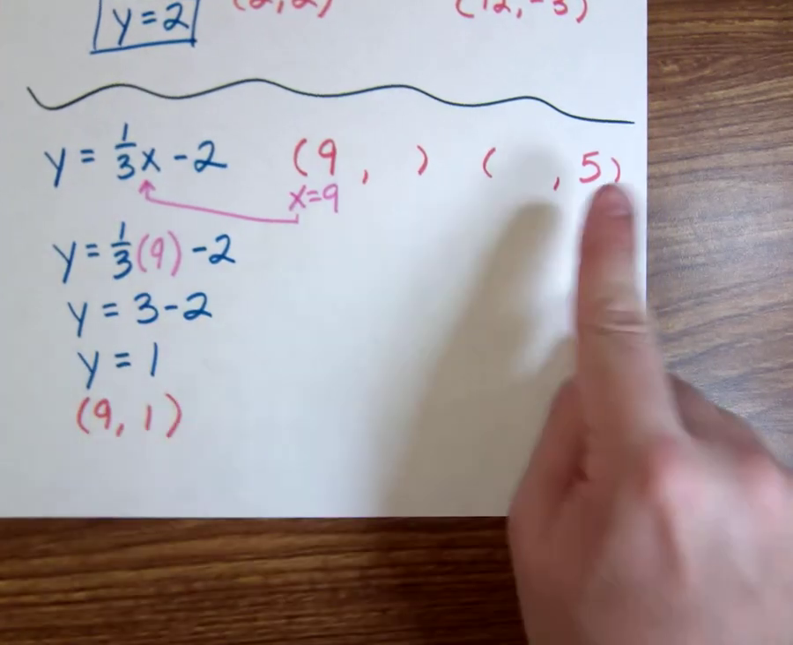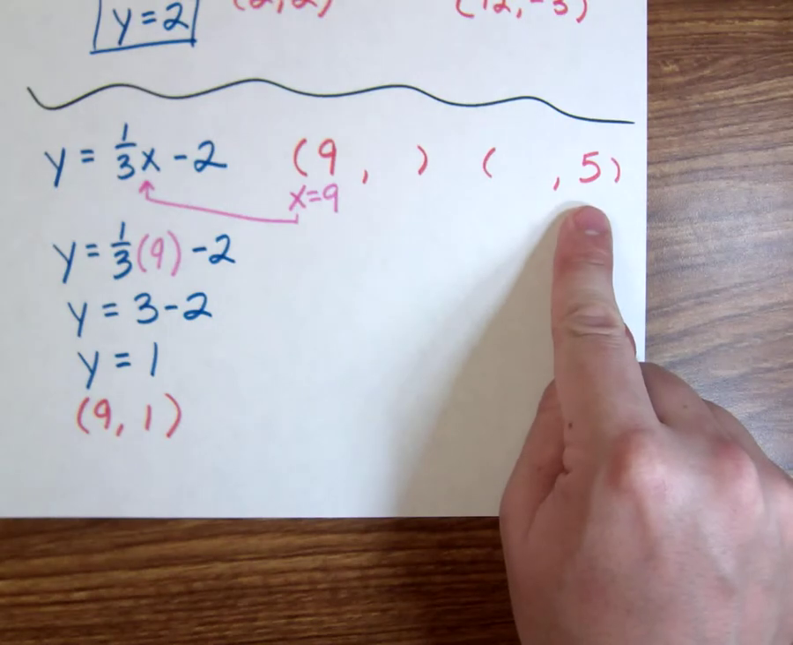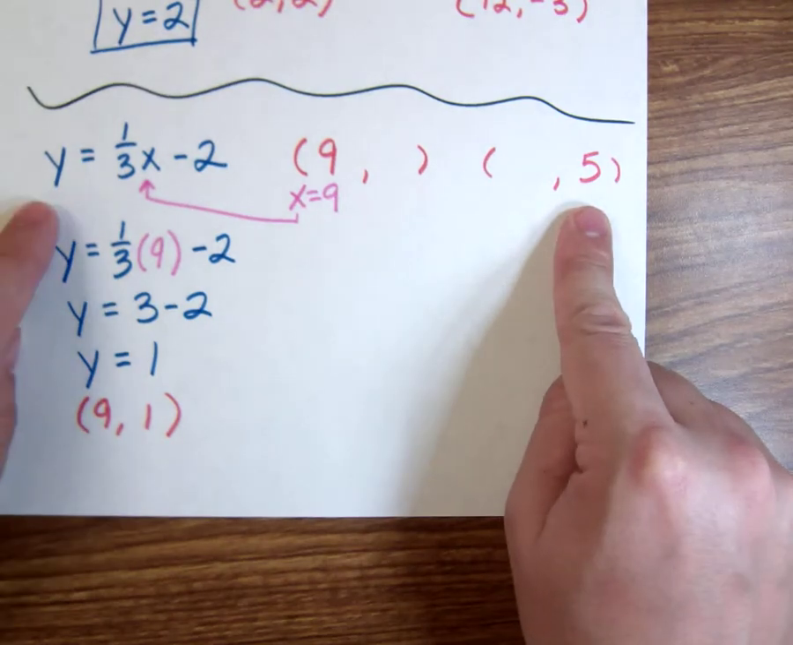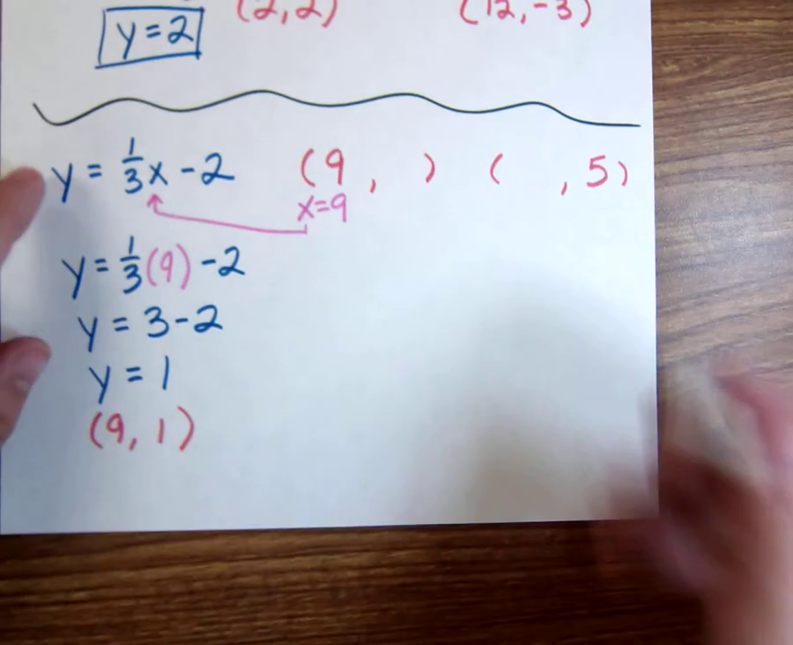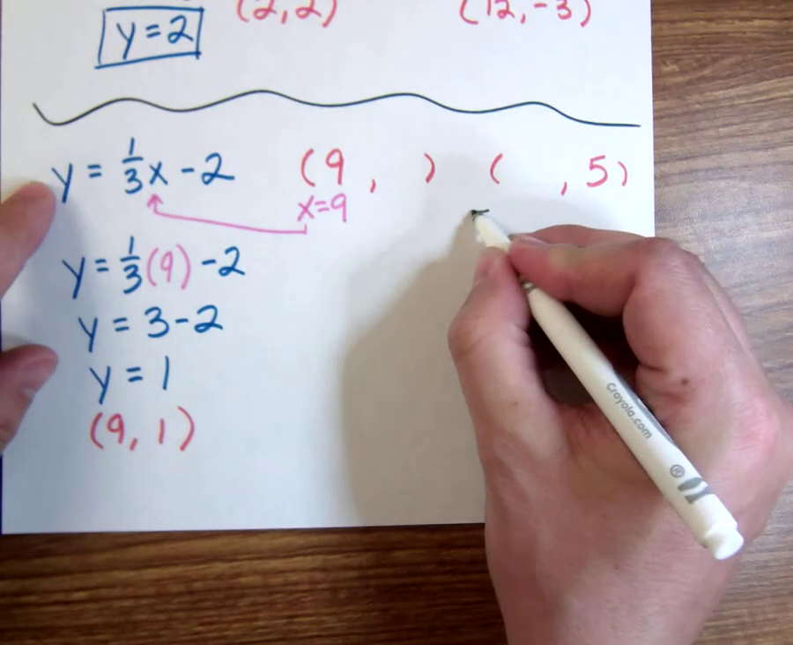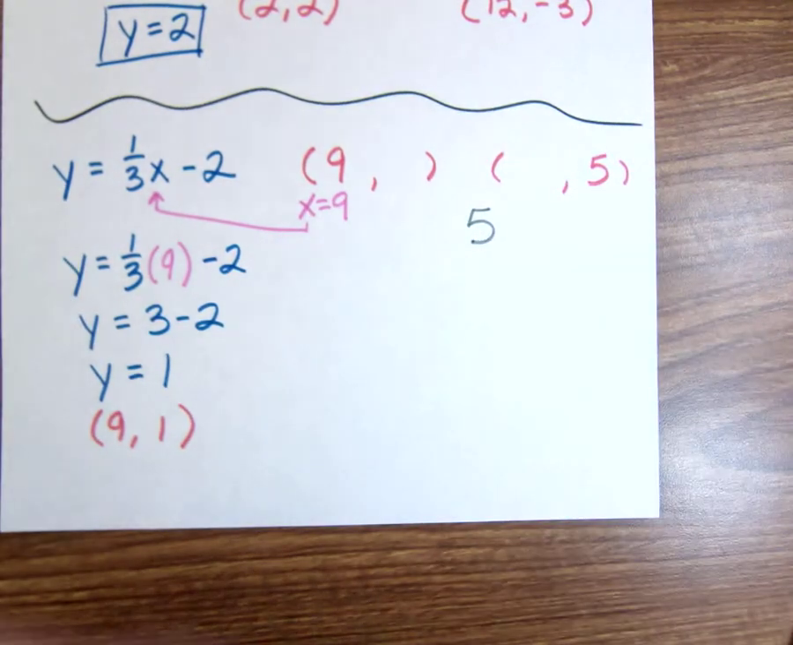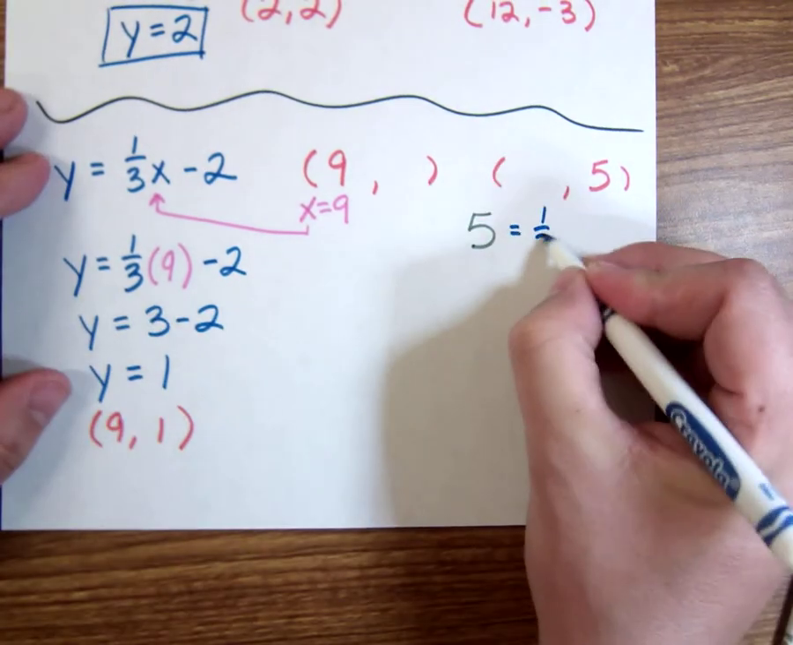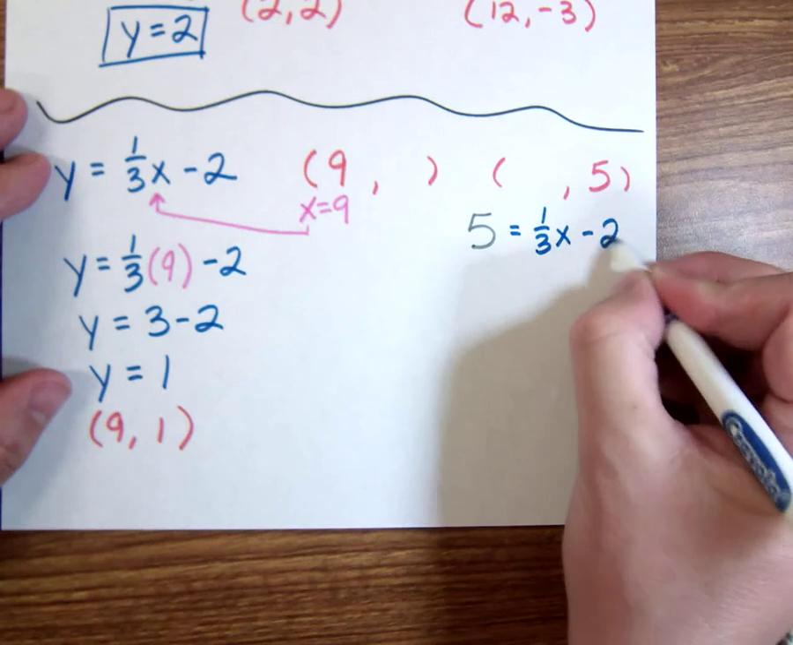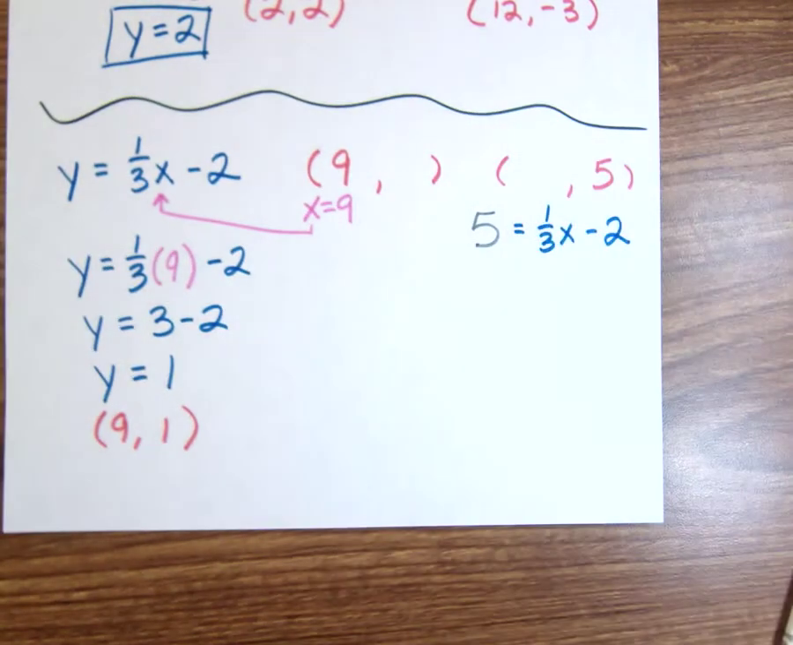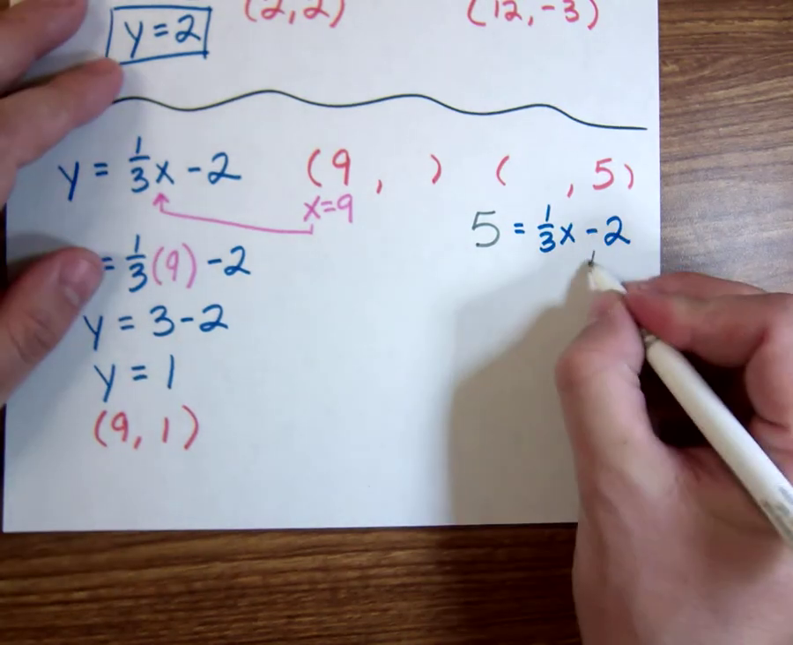Now let's find the other one. We just made up y. So we're going to replace the y here with that number. So instead of y equals, we're going to do 5 equals 1/3 x minus 2. And now, since the x was missing, that's the thing we're going to solve for. So what should we do? Add 2 to both sides.